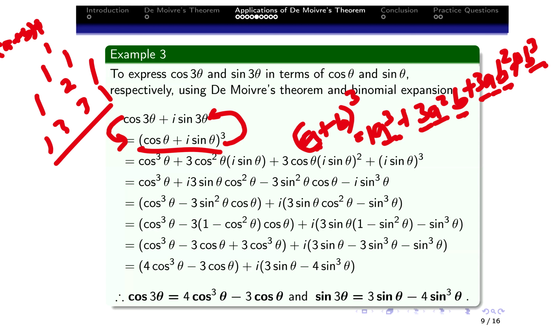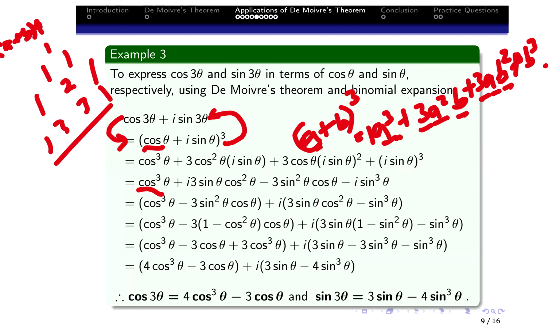Okay, so now that that is taken care of, we can say cos θ raised to power 3, that's cos cubed θ. Then next you have coefficient 3, then cos θ raised to power 2, that's cos squared θ, then i sin θ raised to power 1. Then next you have coefficient 3 again. Cos θ reduces in power, that's cos θ times i sin θ raised to power 2, plus finally i sin θ raised to power 3. So that's the deal for that. Next, just rearrange: cos cubed θ plus 3i sin θ cos squared θ, like this.